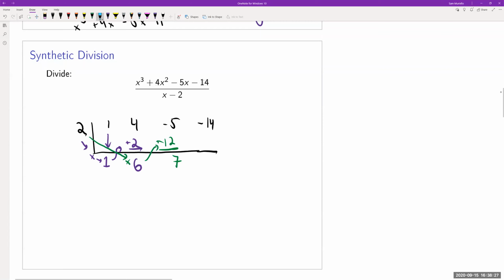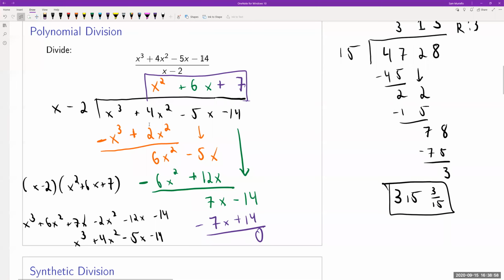We'll repeat one more time. And add to get 0. The last one we can put inside a box as the remainder. The rest of them are the coefficients of the final answer: x squared plus 6x plus 7. You'll notice a lot of familiar parts here as in the last one. The 2, the 12, and the 14 are the middle pieces that showed up here, here, and here when I was doing my division.